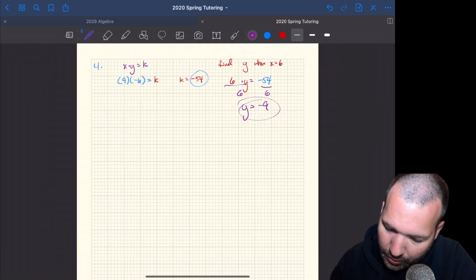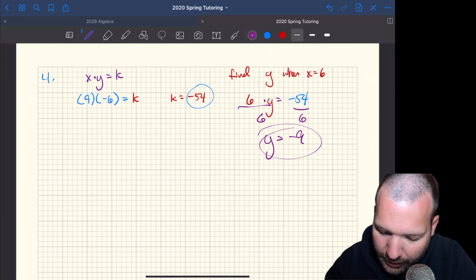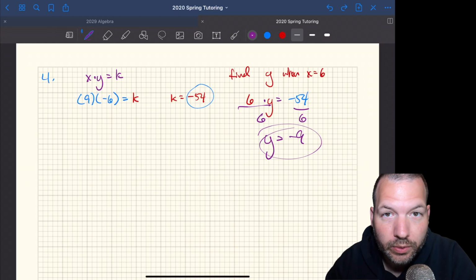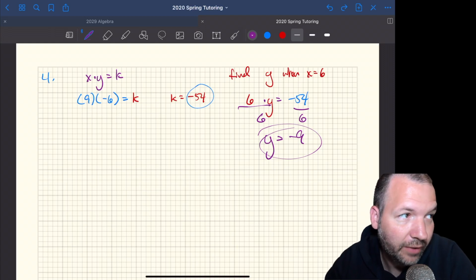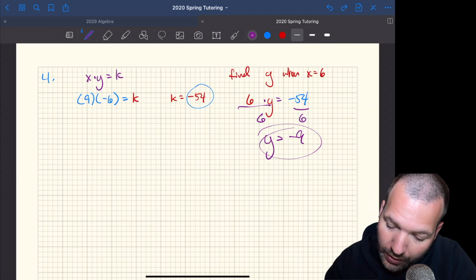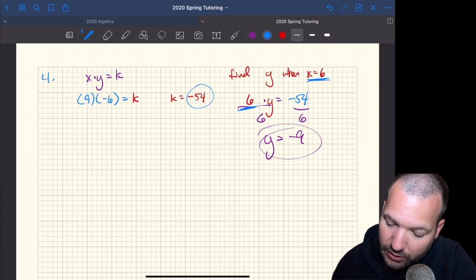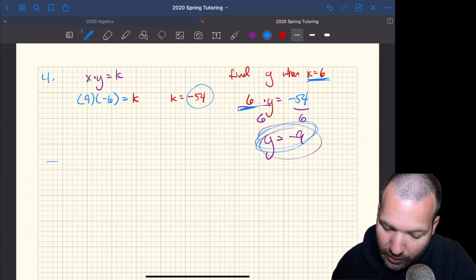Similar process though, we figured out the constant of variation has to be negative 54 by taking those first two values we were given and multiplying them. And again, that was the same value we happened to graph on number 2. And then we said, if x is 6, 6 times what would make that same negative 54? We divide both sides by 6 to get negative 9.